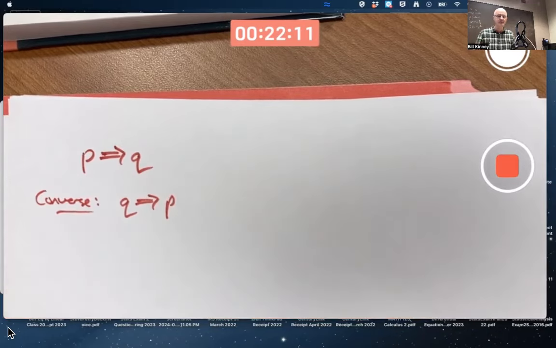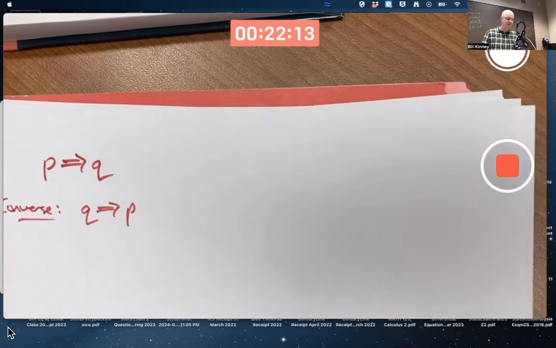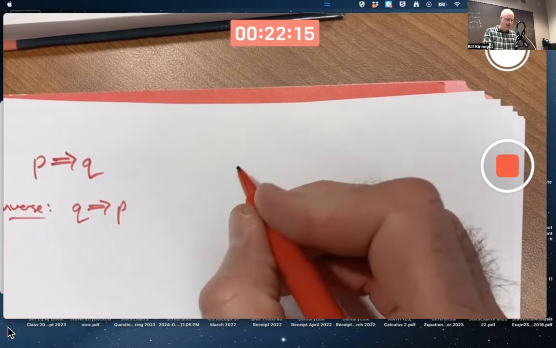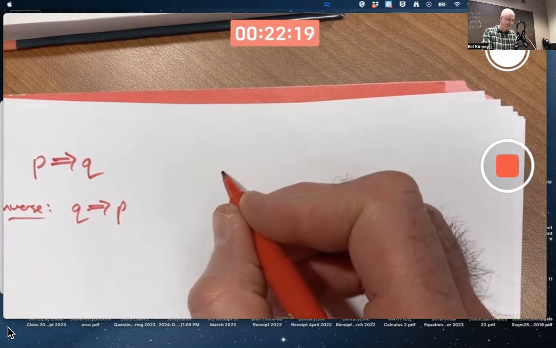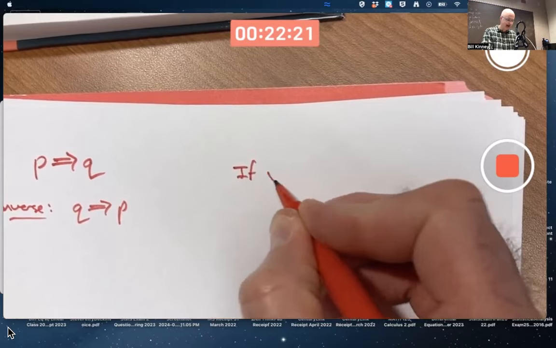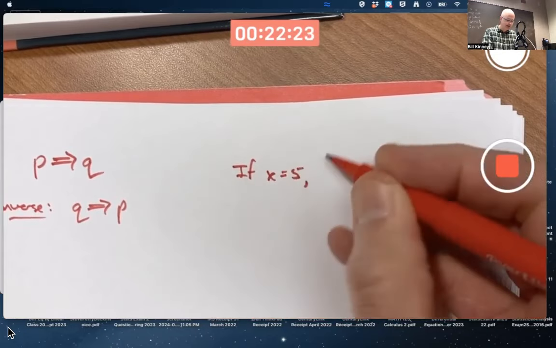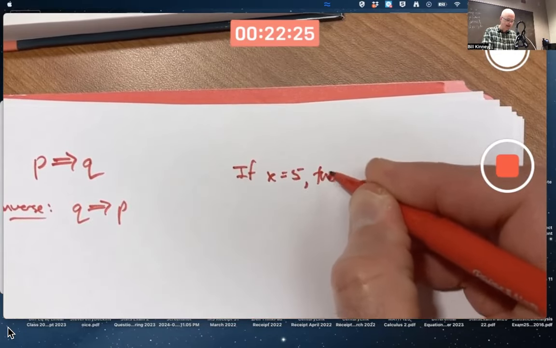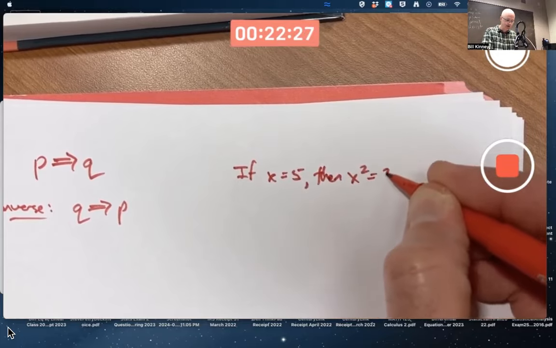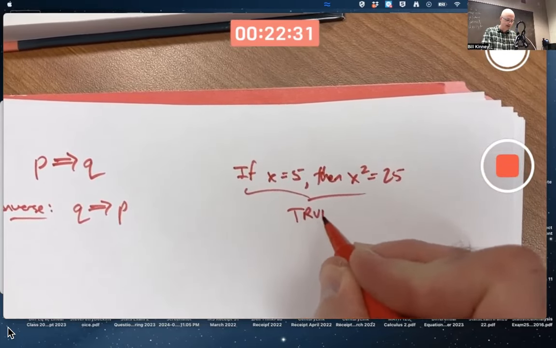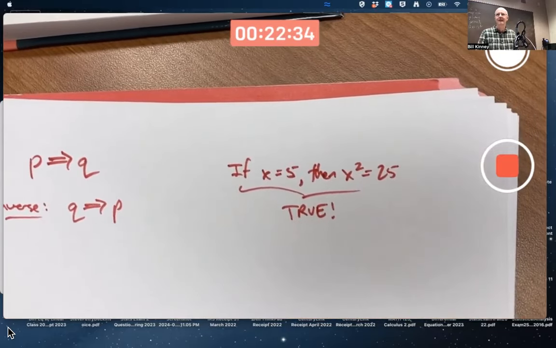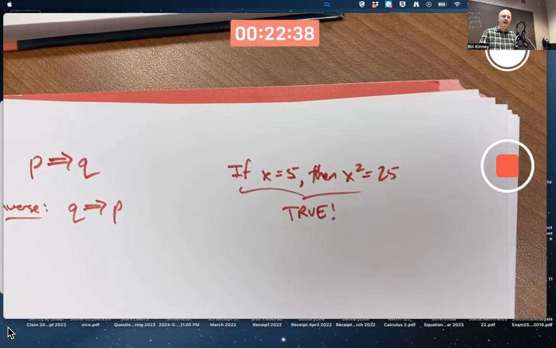As a simple example, a really simple example of a statement that is true but has a false converse: if x equals 5, then x squared equals 25 is a true statement, right? That's true. Yes, 5 squared equals 25. I'm not saying anything profound here.